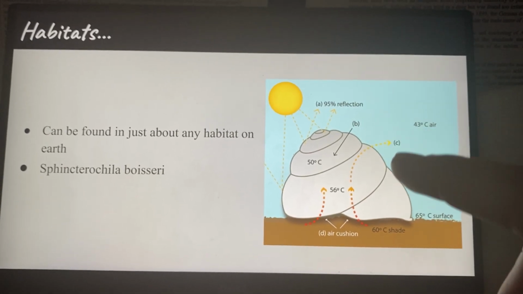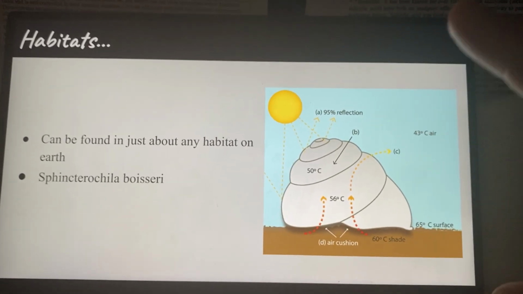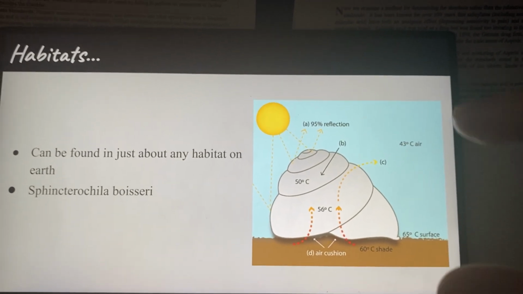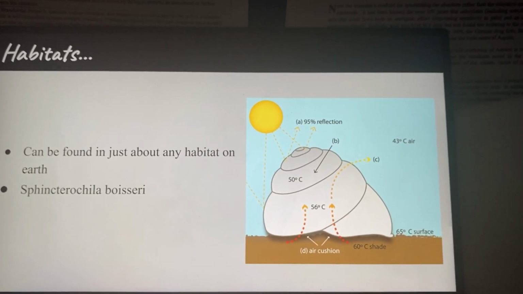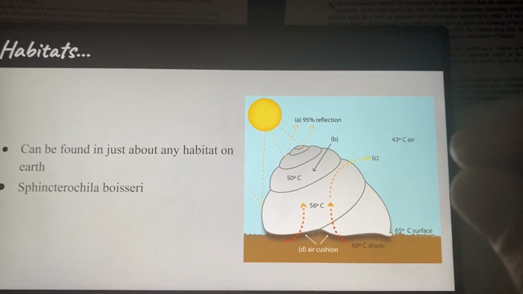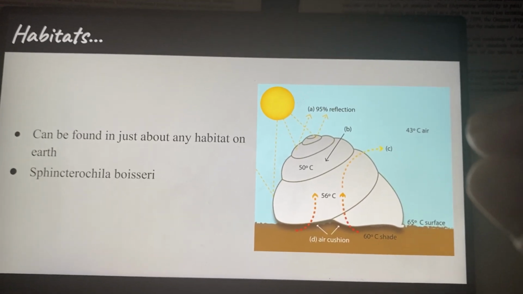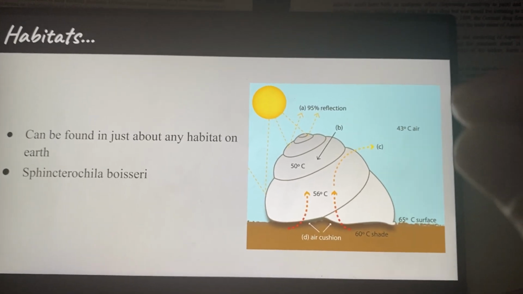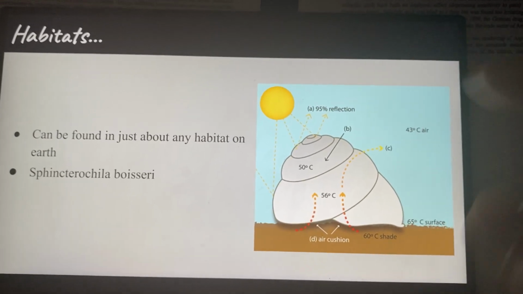Gastropods are very resilient. But as far as bivalves, which are clams, or cephalopods go, which are squids and octopus, they only survive in water. Bivalves or clams can be in fresh water, but for the most part, everything else is going to be found in the ocean.